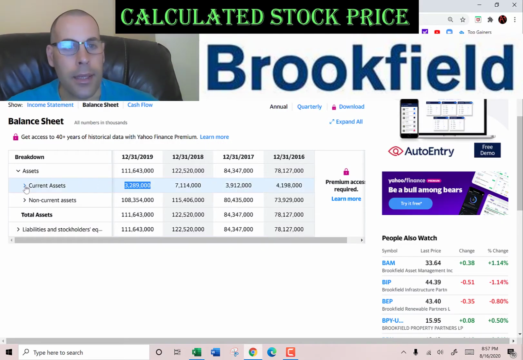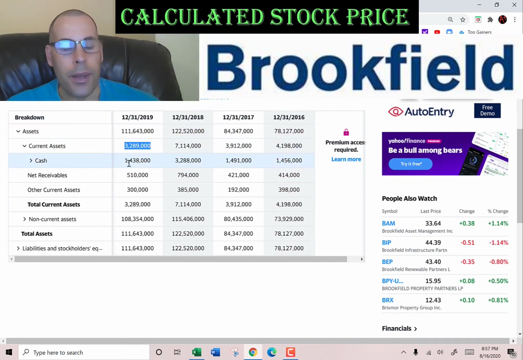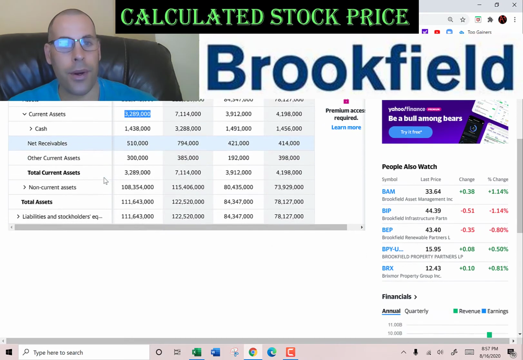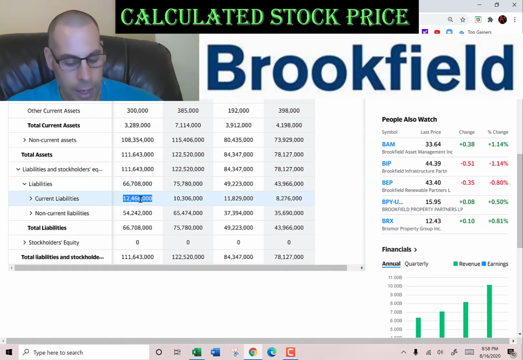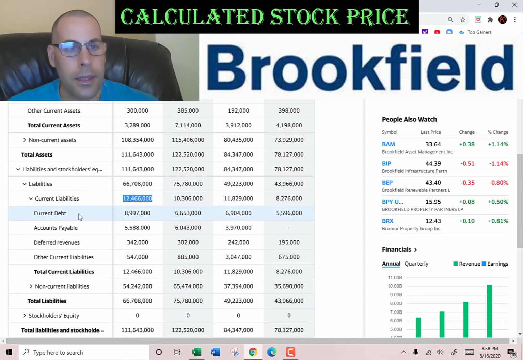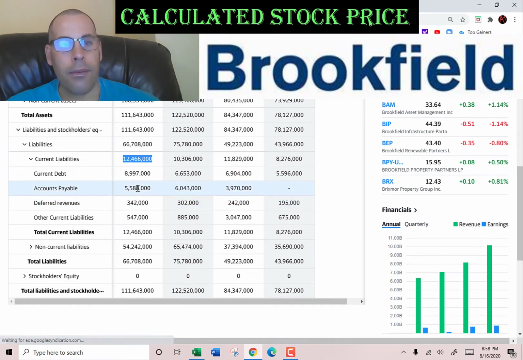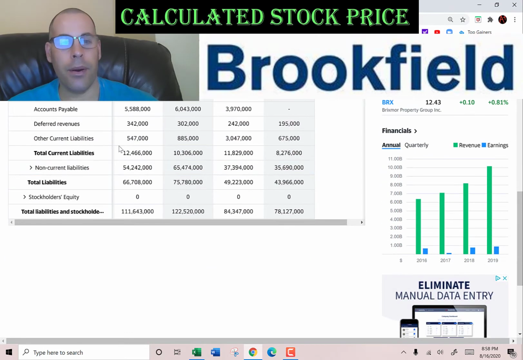And let's see what that is. $1.4 billion of cash, $500 million of net receivables, and $300 million of other. Let's get their current liabilities. That's $12.5 billion. And let's see what that is. $9 billion of current debt, $5.5 billion of accounts payable, $342 million of deferred revenue, and $547 million of other.